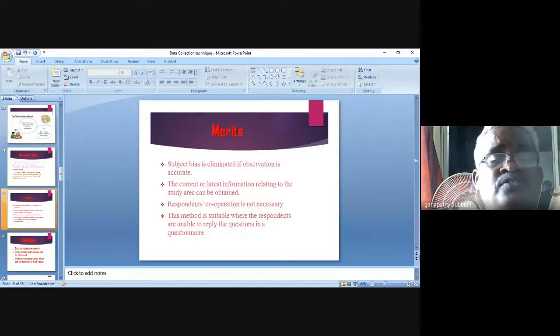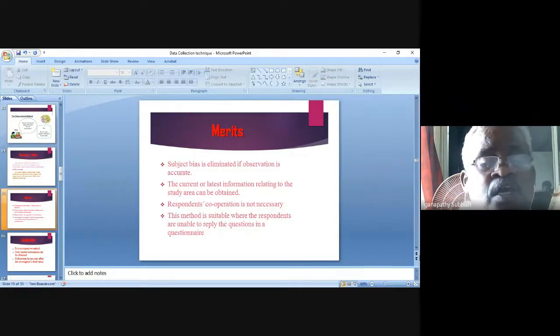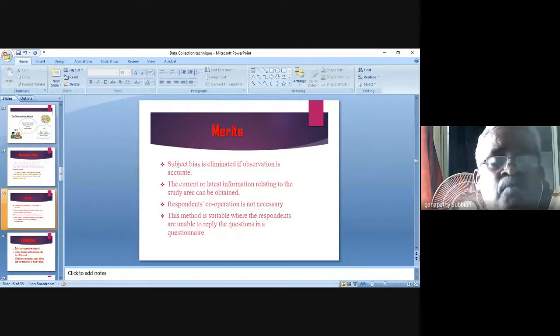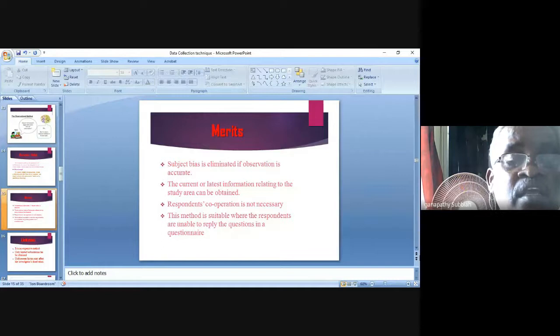There are some merits of this method. Number one, subject bias is eliminated in the observation method. The bias is eliminated, and accurate data is collected by the researcher through the observation. The current and latest information relating to the study area can be obtained. That is another important merit of the observation method.